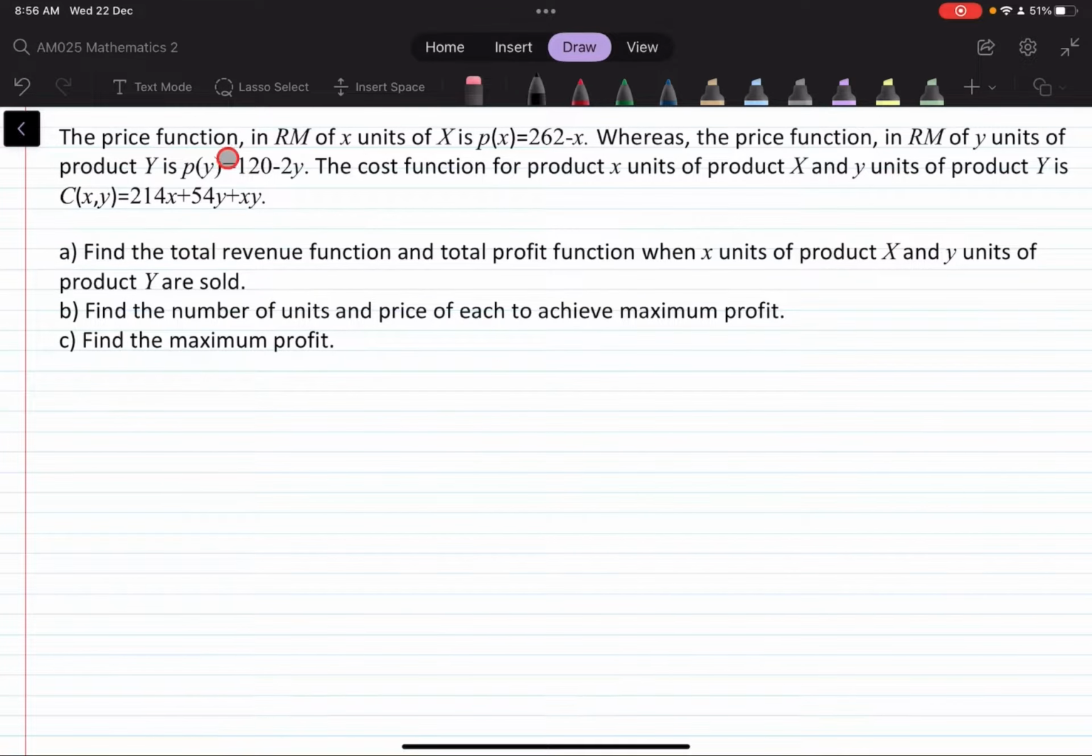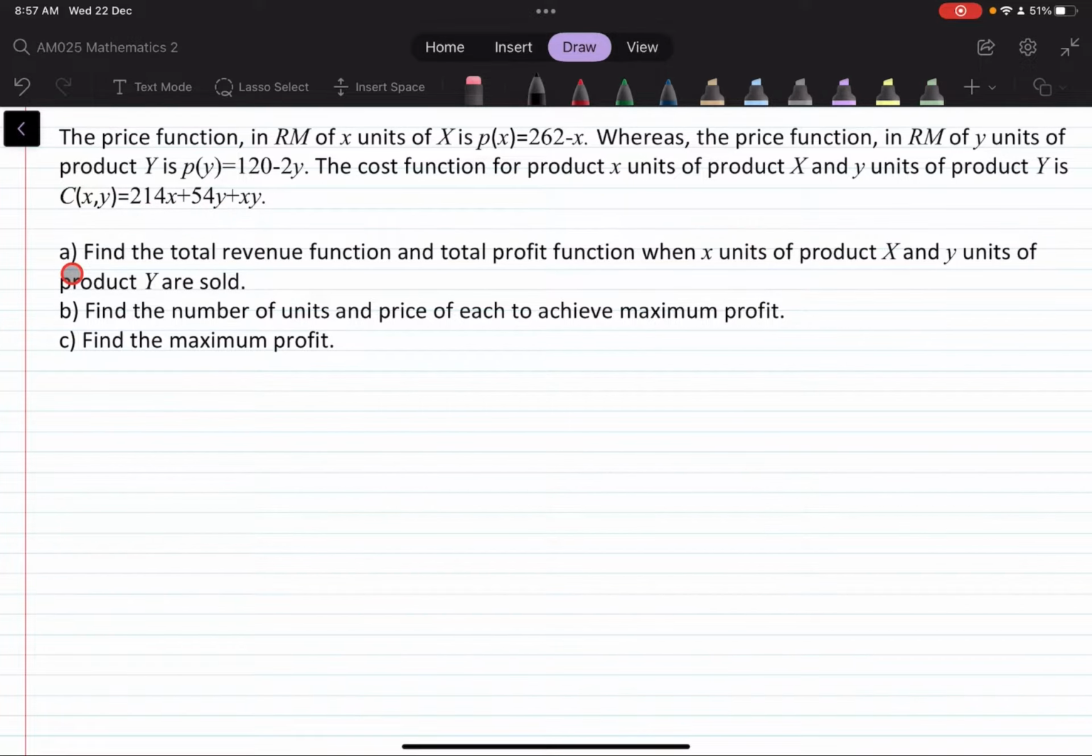The price function in RM of x units of product x is Px equals 262 minus x, whereas the price function in RM of y units of product y is Py equals 120 minus 2y. The cost function for x units of product x and y units of product y is Cxy equals 214x plus 54y plus xy.